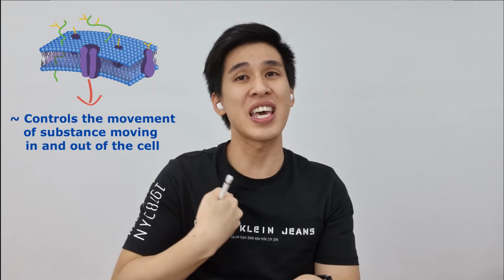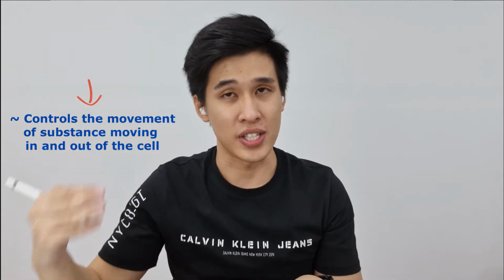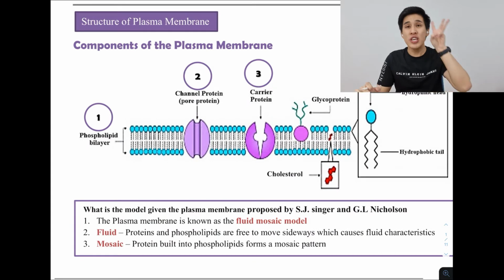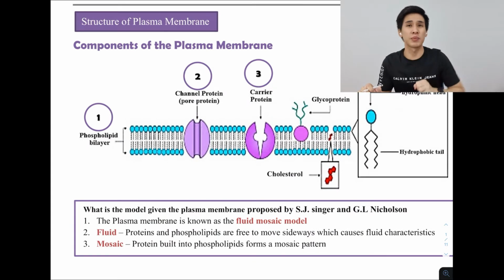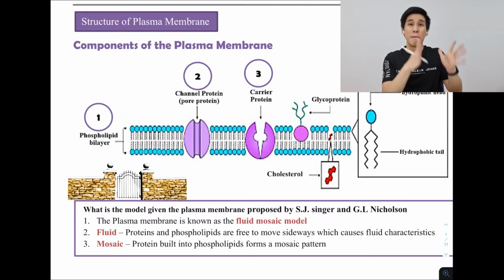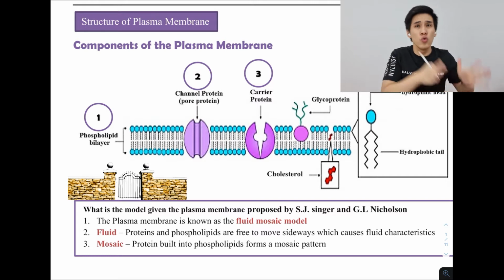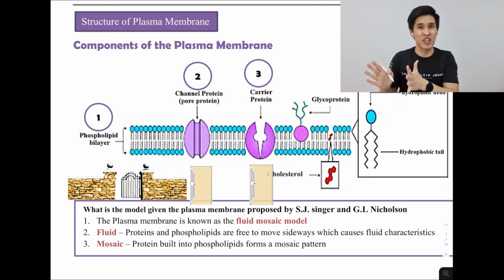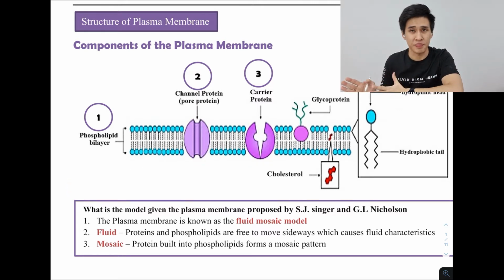Now, plasma membrane. By now, if you don't know what a plasma membrane is, it's actually also known as the cell membrane you learned previously in Form 1. The function is still the same. It's basically the door of the cell, whereby it controls the movement of substances moving in and out of the cell. There are actually three ways whereby substances are going to go through the plasma membrane in and out of the cell. As you can see here, the phospholipid bilayer is actually the main entrance, and you have two back doors, the channel and the carrier protein.